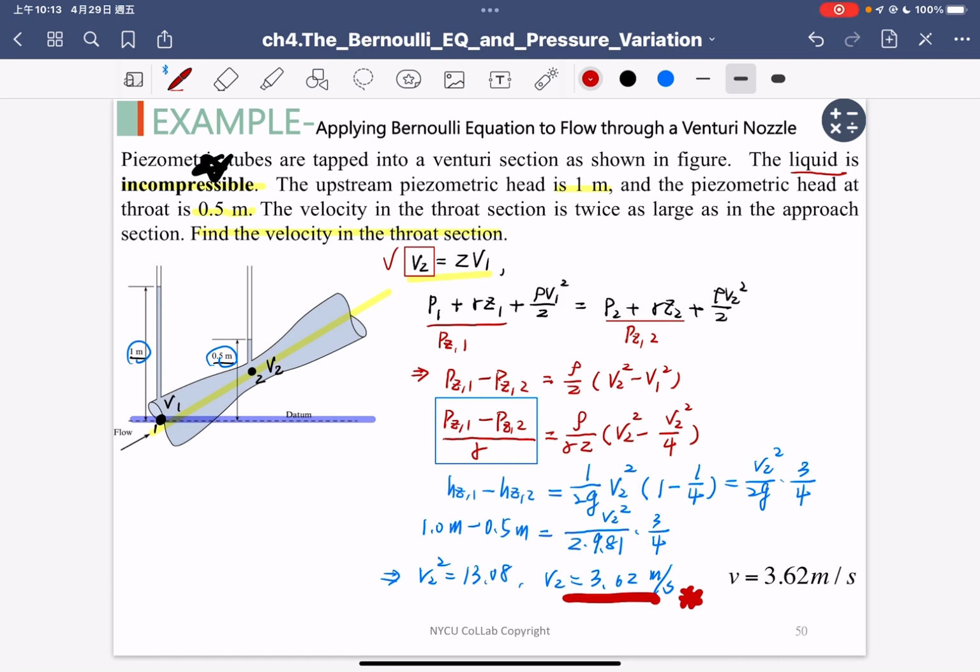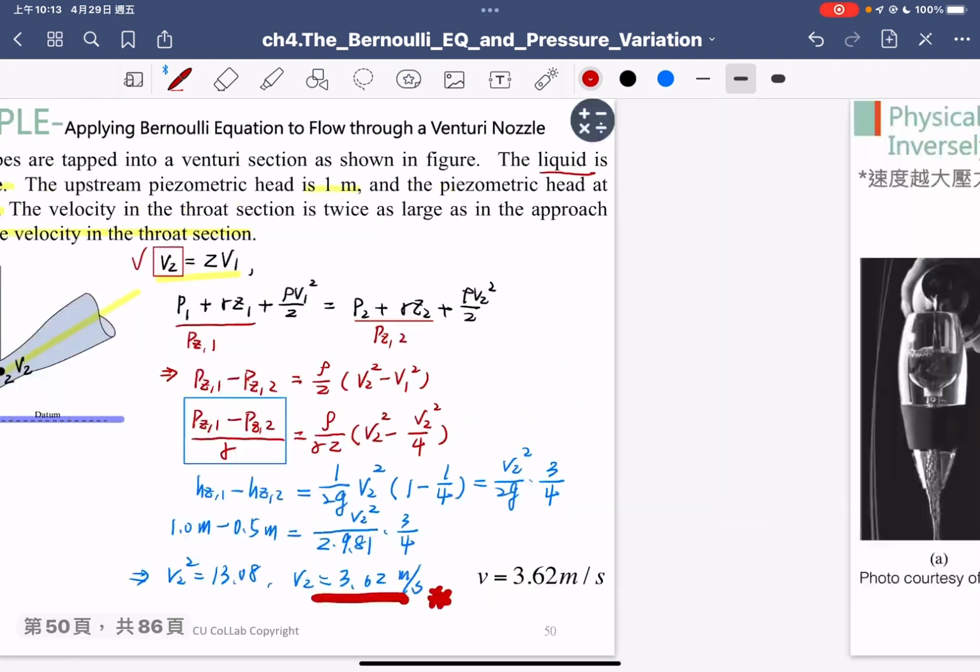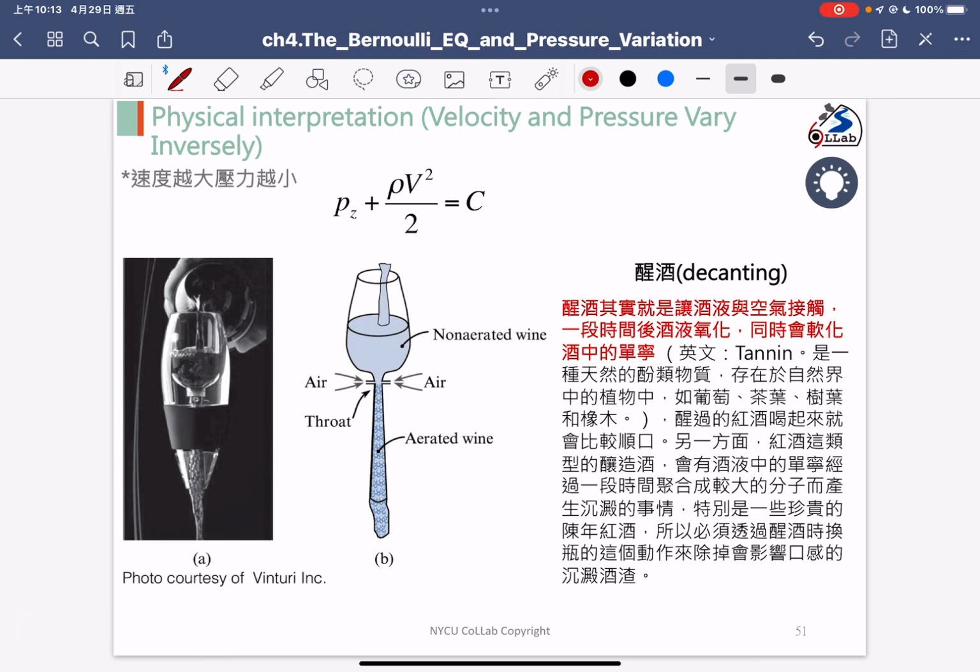On Wednesday, we showed a very quick exercise to better understand how we can apply the Bernoulli equations. The next slide is a very interesting application of the Bernoulli equations. Because I really like to drink wine, I want to understand the behavior, as I show in the slide. We call that decanting.